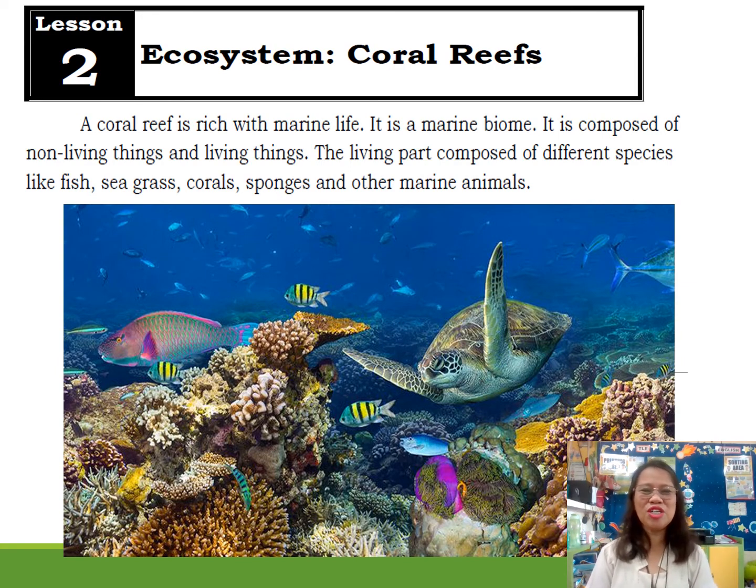Coral reef is rich with marine life. These are the lives that are in the sea. It is a marine biome. It is composed of non-living things and living things. The living part is composed of different species like fish, seagrass, corals, sponges, and other marine animals. Wow, how nice is our illustration of everything under the sea.